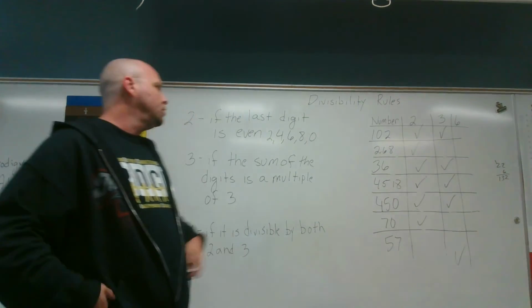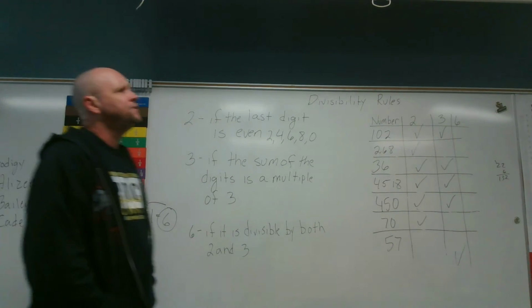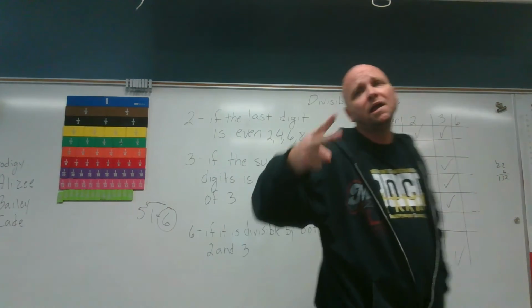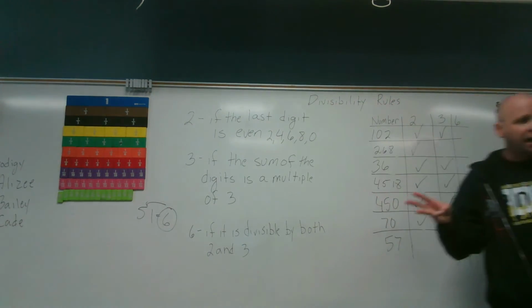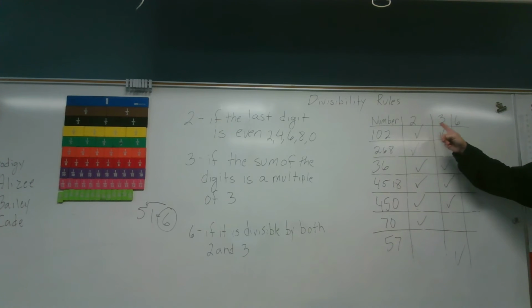But now we move to our divisibility rule for 6. If it's divisible by both 2 and 3, it's divisible by 6. So if there's a check in the 2 column and the 3 column, there has to be a check in the 6 column.